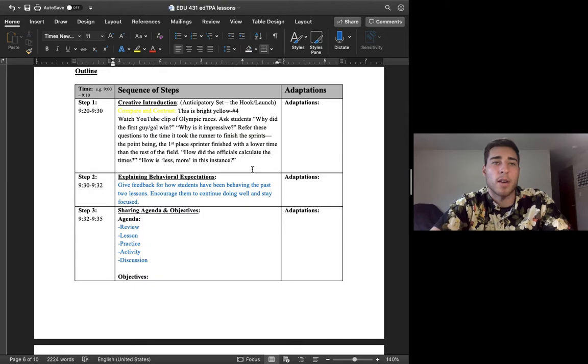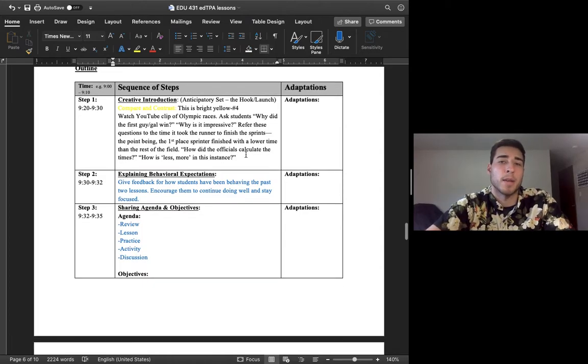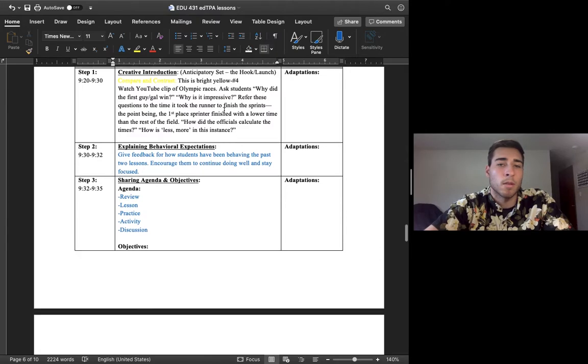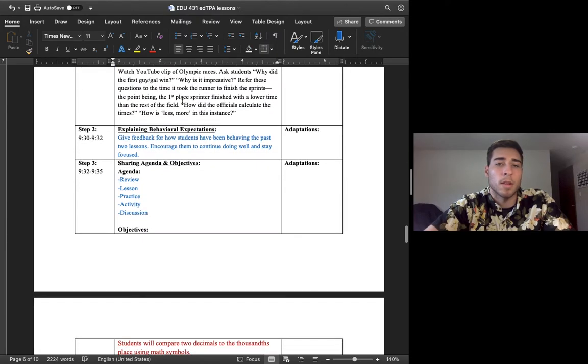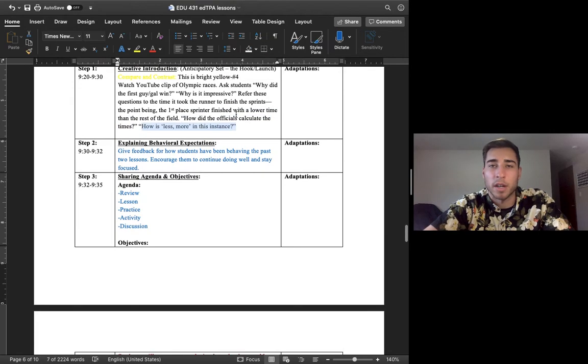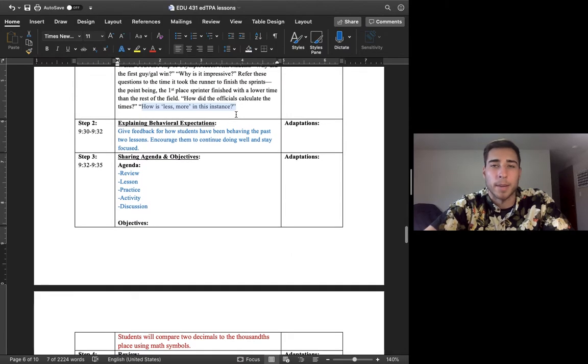So how are decimals relative to each other in terms of rating them and the type of measurement that we're using? So, like, how do the officials calculate times, and how is less more in this instance of running a race and keeping time?